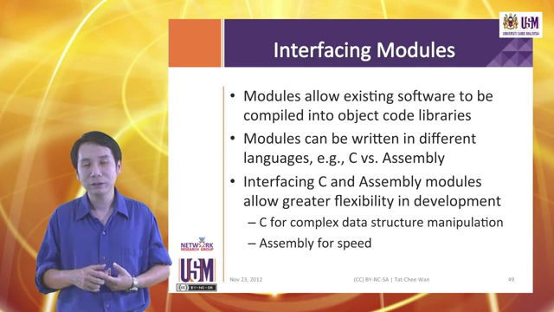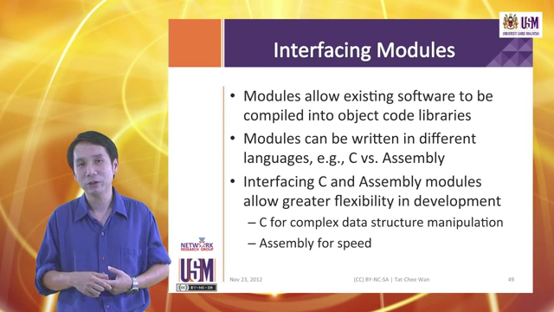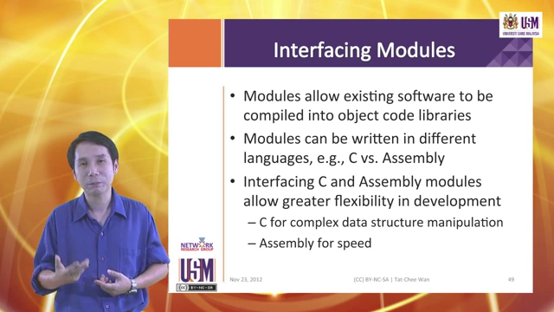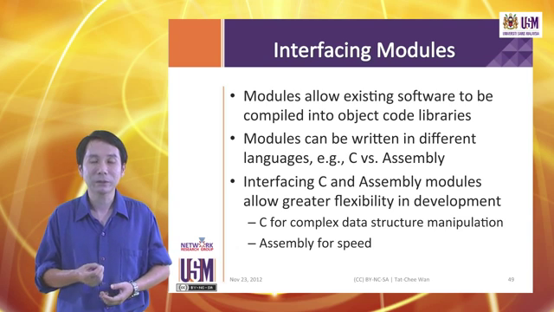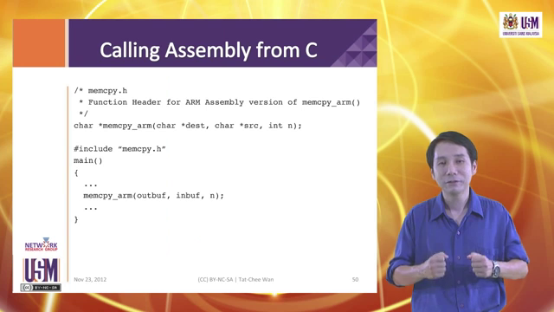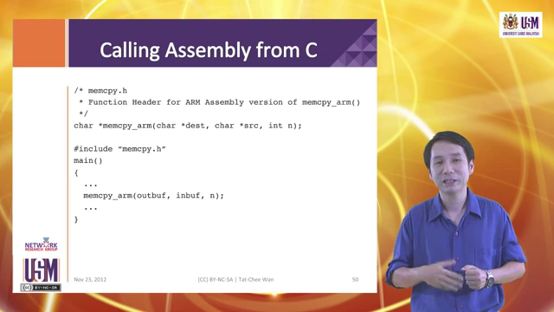Now, we can use assembly for speed, especially if we know that the routine generated by this compiler is not as efficient as it could be because it's not using some dedicated instructions that are available in the assembly language for us. First, we look at how we can call assembly from C.